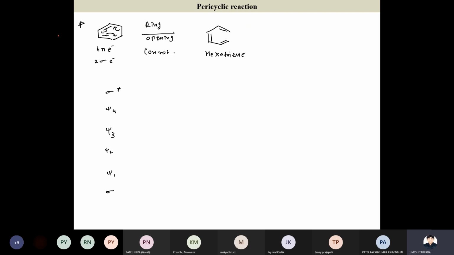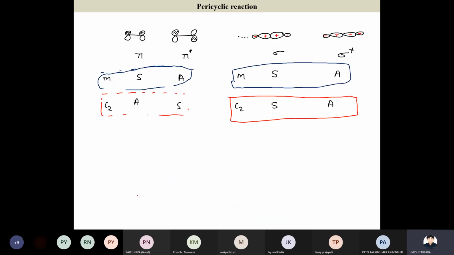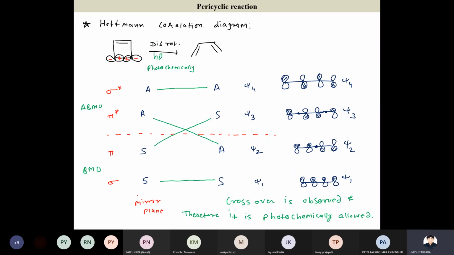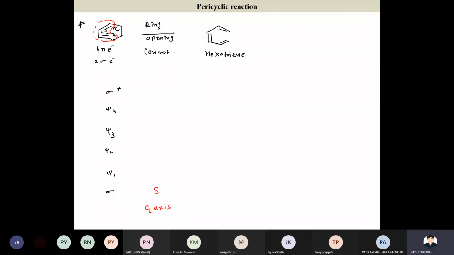Here you can say this is a butadiene part, and these are 2 sigma electrons. So sigma is C2 axis. Sigma bond is always symmetric in case of C2 axis. If you go for sigma, it is symmetric and sigma star is asymmetric. Same way here you can write asymmetric.